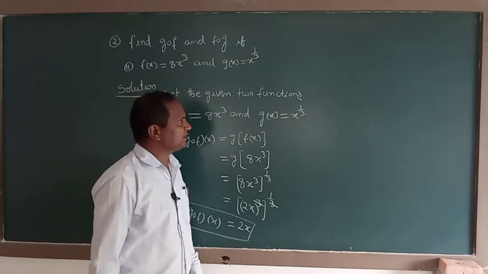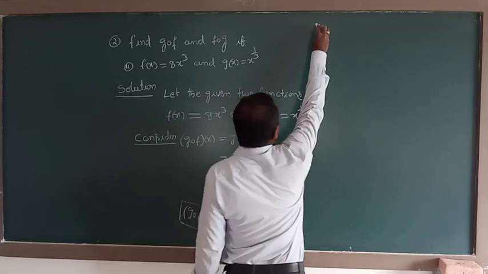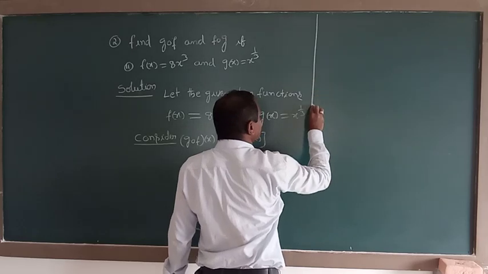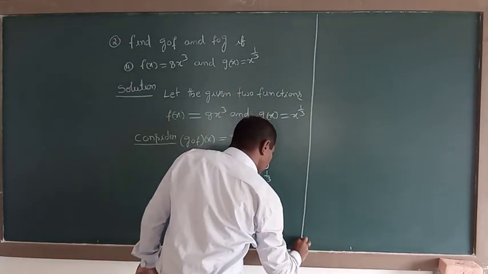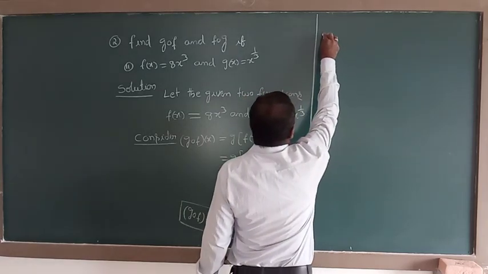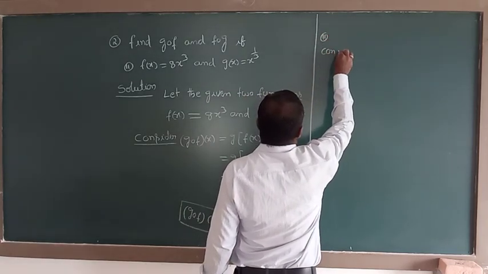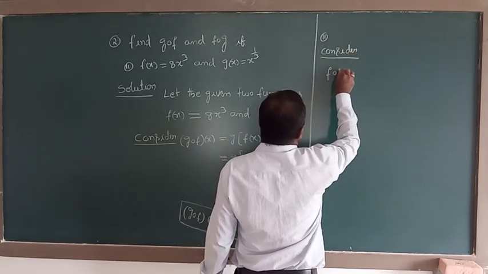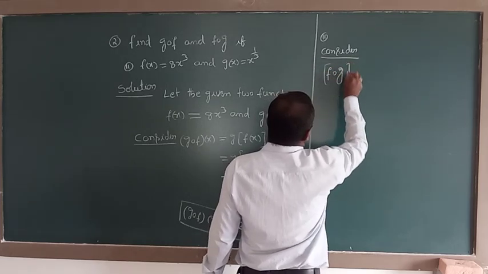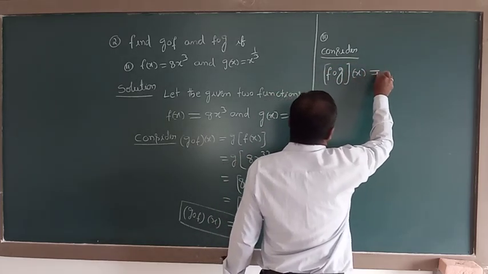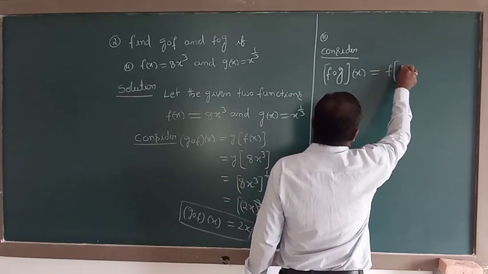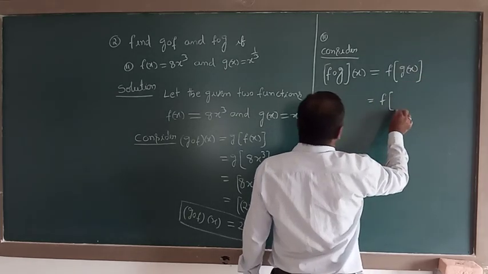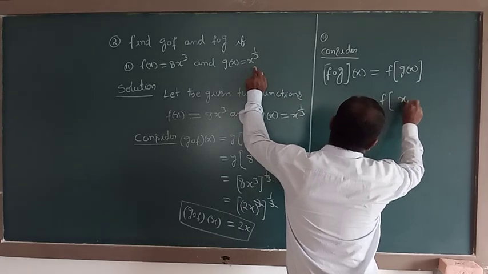Next, the second question: f circle g of x. Consider f circle g of x. It is equal to f of g of x. What is g of x? x to the power of 1 by 3 here.